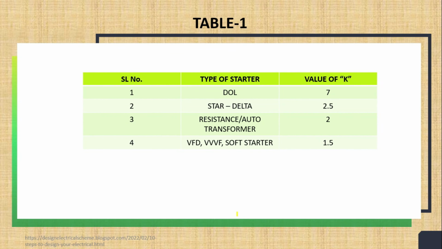As you can see on the screen, table 1 shows the values of K for different types of motor starters available in the market. As per the given chart, the value of K for DOL is 7 and for star delta it is 2.5. For resistance and auto transformer starters it is 2. For VFD, VVF and soft starter it is 1.5.